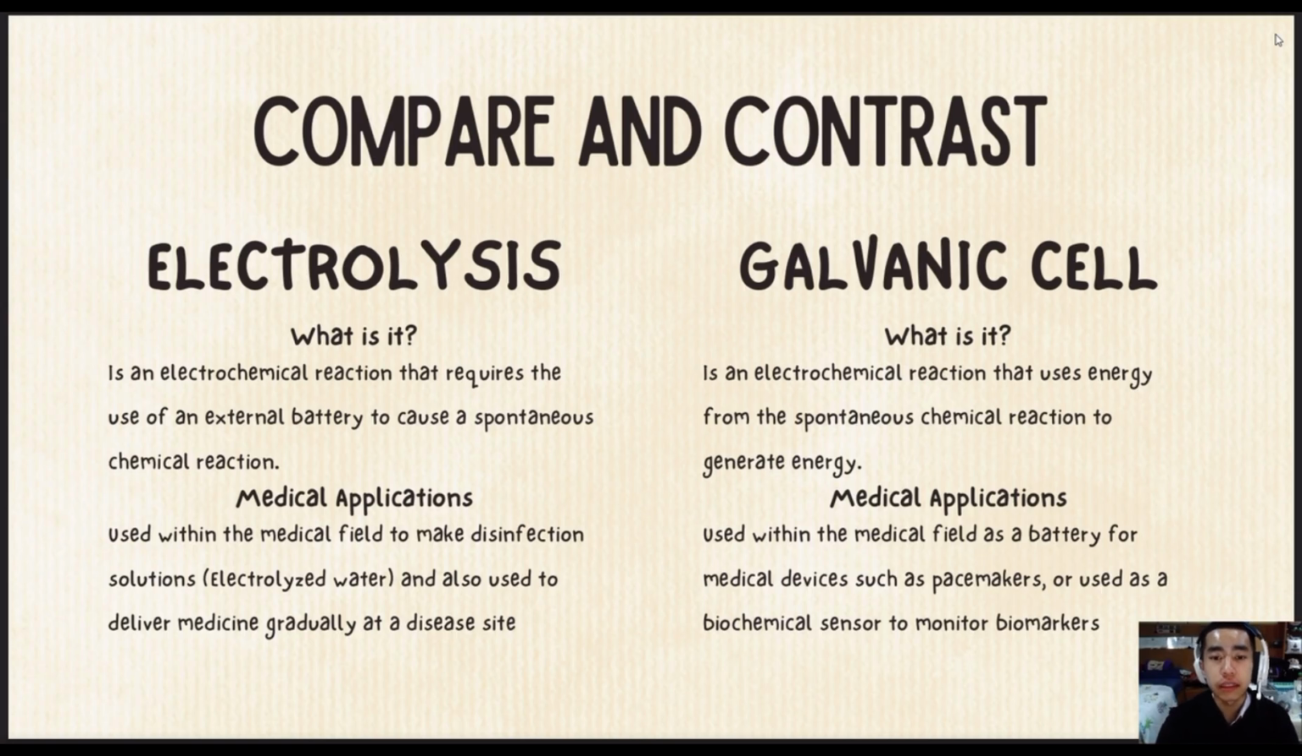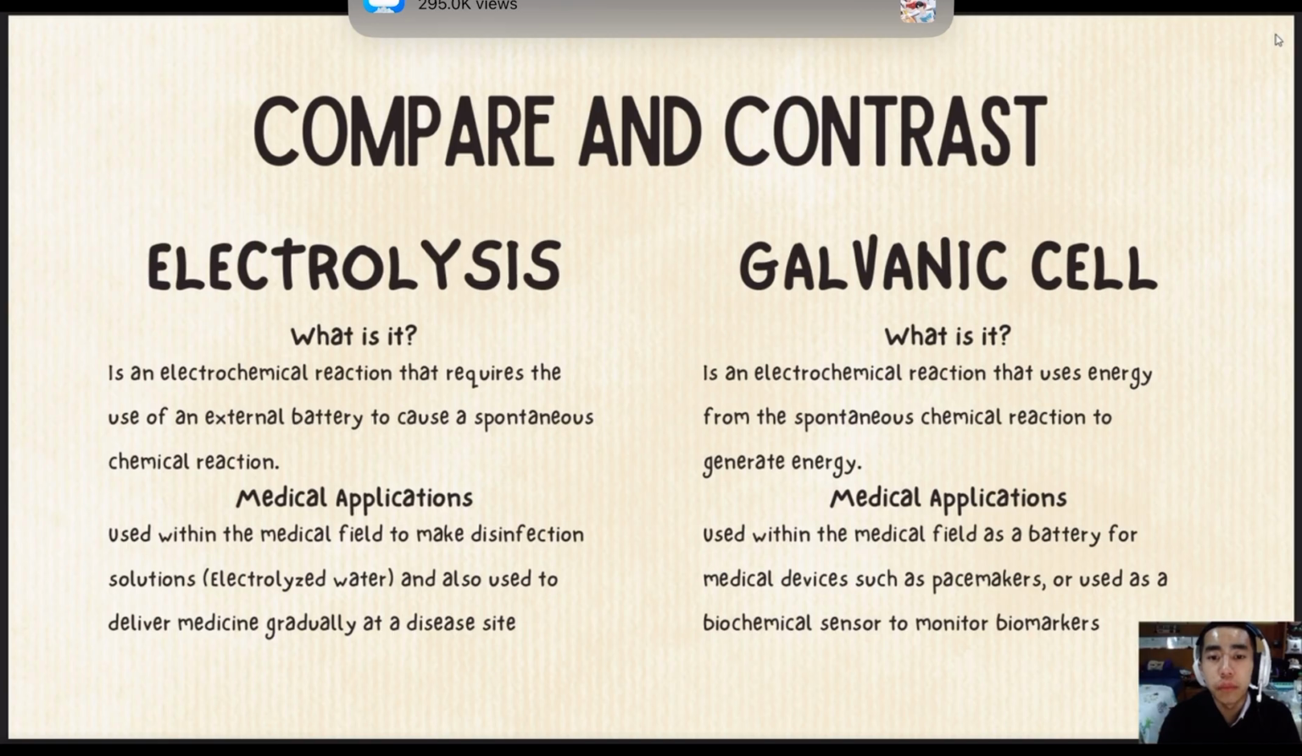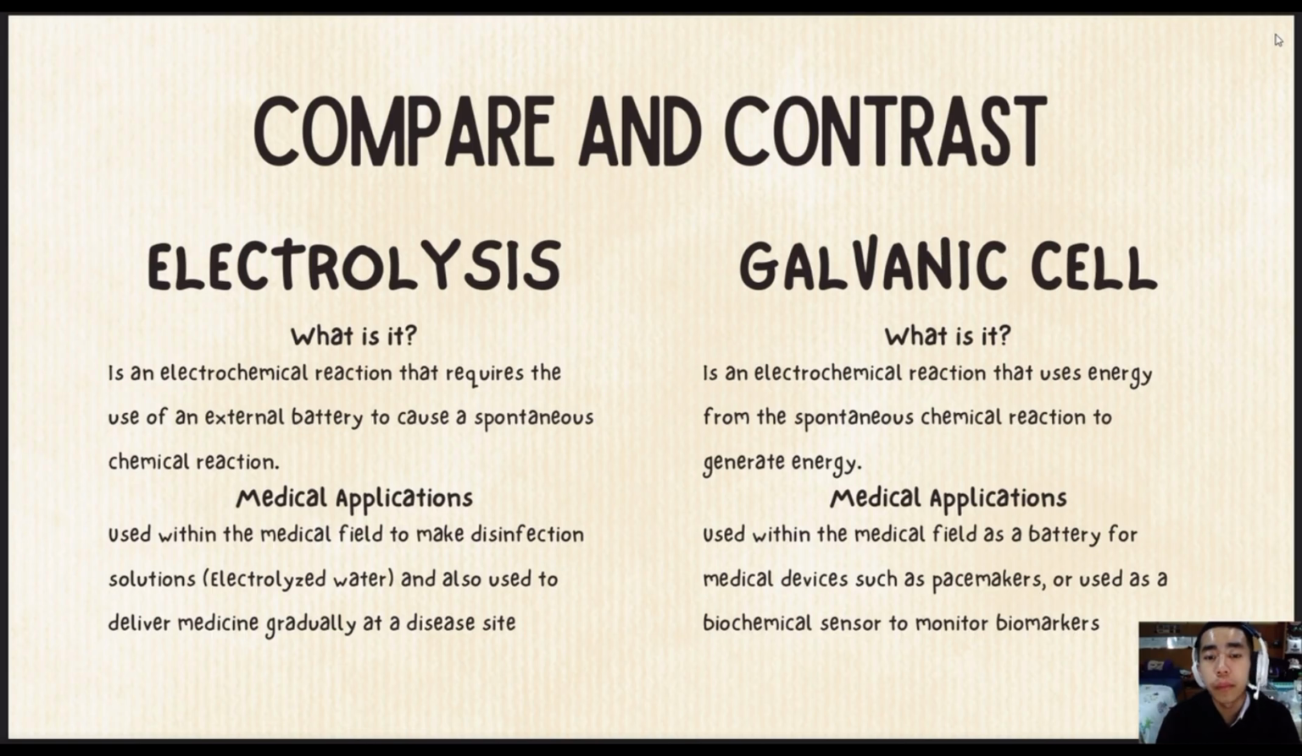Okay, so let's compare and contrast electrolysis and galvanic cells. Electrolysis is an electrochemical reaction that requires the use of an external battery to make a non-spontaneous chemical reaction happen, while galvanic cells use the energy from a spontaneous chemical reaction to generate energy. For medical appliances, electrolysis can be used to make medical disinfectants such as electrolyzed water, or to deliver medicine gradually at a disease site through the skin, for example. Now, galvanic cells can be used as a battery to power medical appliances such as pacemakers, or used as a biochemical sensor that monitors biomarkers.